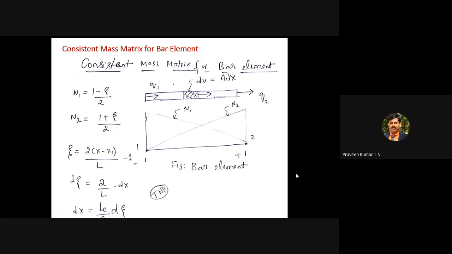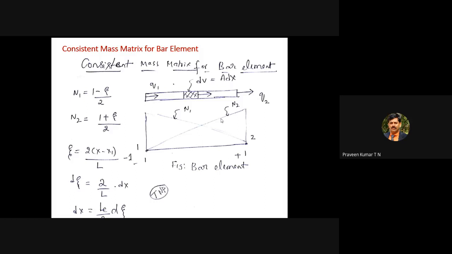The lumped mass matrix we will discuss later. First we will finish the derivation of the consistent mass matrix for the bar element. The bar element you are familiar with. Now this is node 1. The displacement at node 1 is Q1. The displacement at node 2 is Q2.